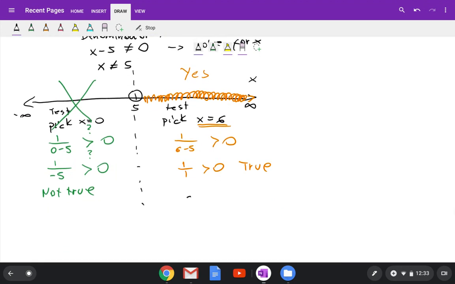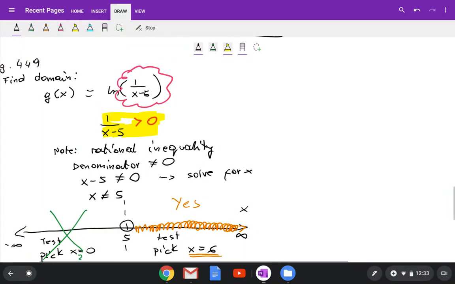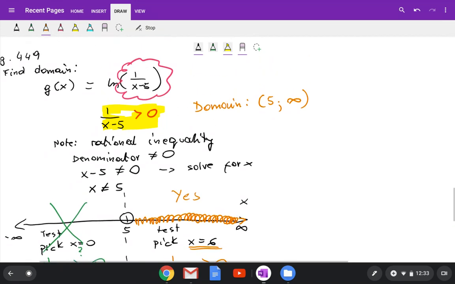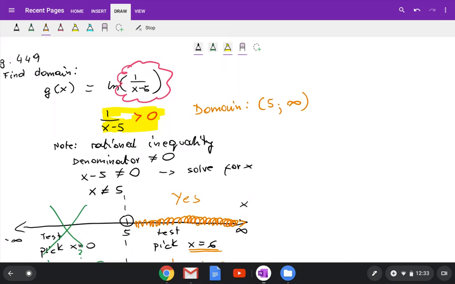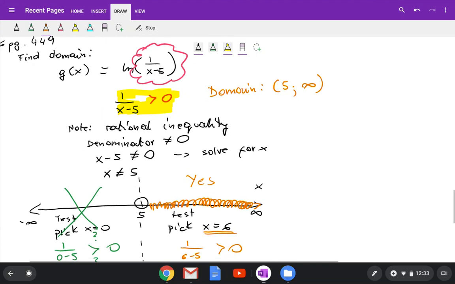So the interval from 5 to positive infinity is the answer. Okay, so let's go back right here. The answer, that was an orange. So the domain is from 5 to positive infinity. All the x's greater than 5 will satisfy our domain.